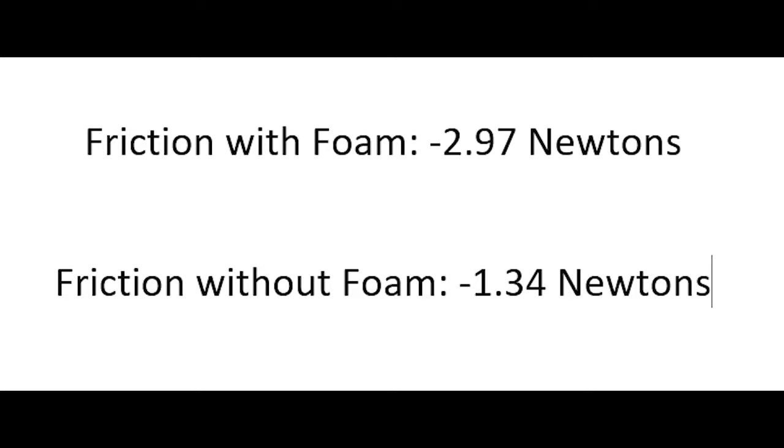After completing calculations for both blocks, I found the force of friction for the block with foam to be equal to negative 2.97 newtons, and the force for the block without foam equal to negative 1.34 newtons. These calculations make physical sense and illustrate how a small change in force for an object with a smaller mass can mean a large change in that object's kinematic motion.